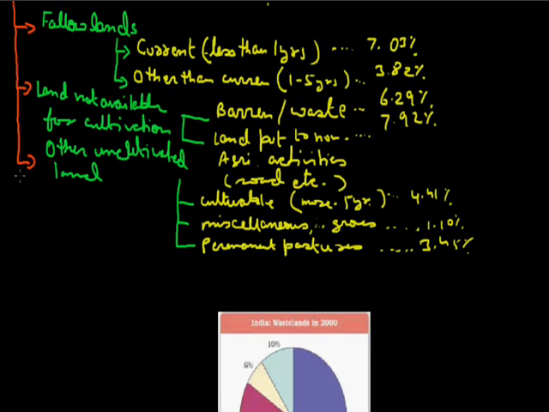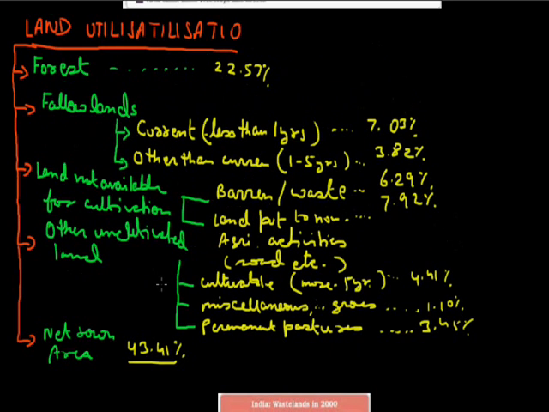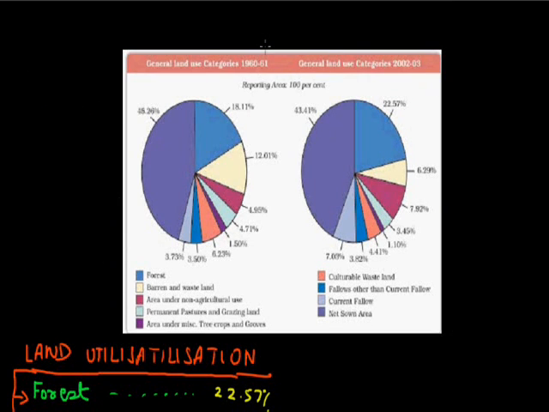Now in last comes the net sown area, meaning the total area sown at present. It is approximately 43.41% in India, which is used for cultivation. So this is how the land utilization is divided in India. Let us discuss this through this diagram also.